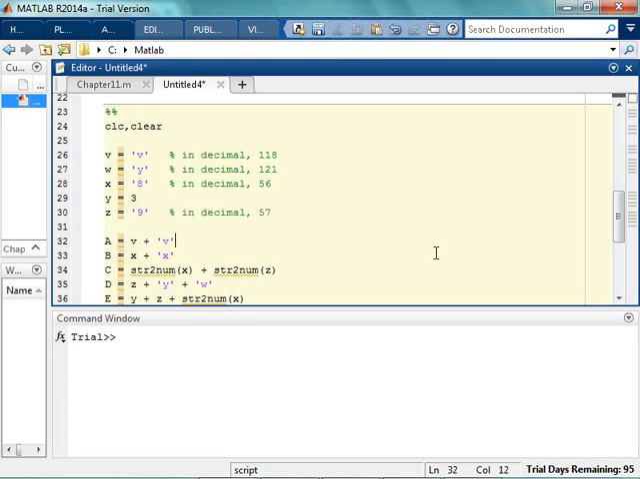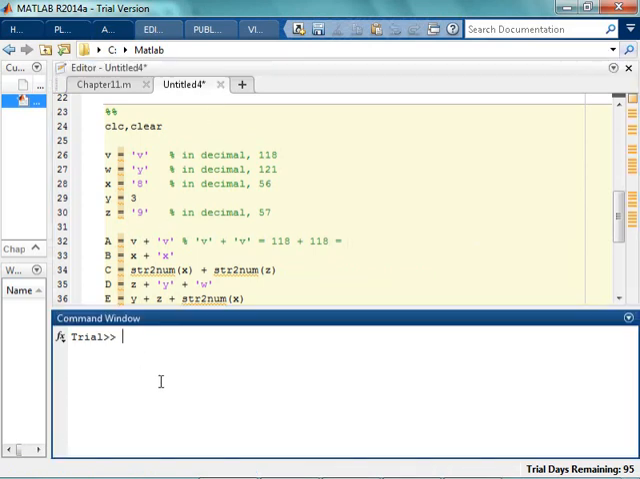Okay, so I now have v plus v. v in decimal is 118, and v in decimal is 118. And I have no idea what 118 plus 118 is. That's kind of where the problem starts. It's 236.